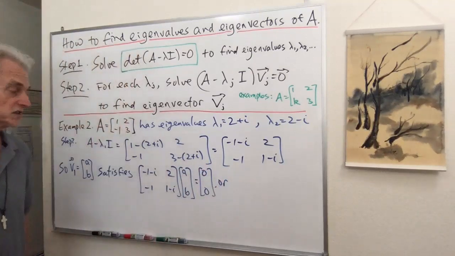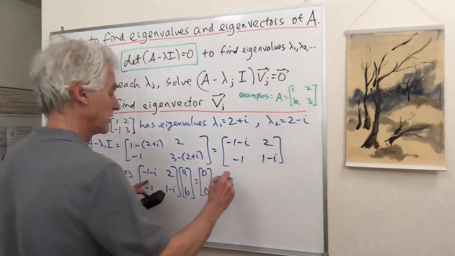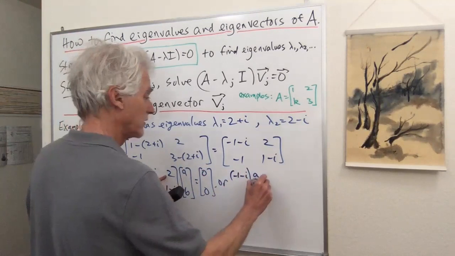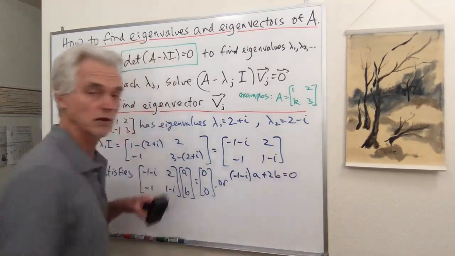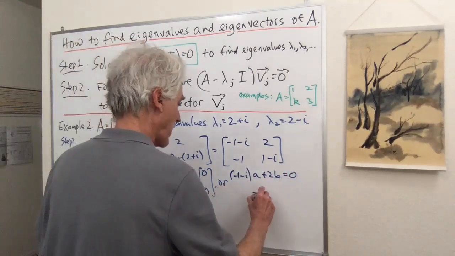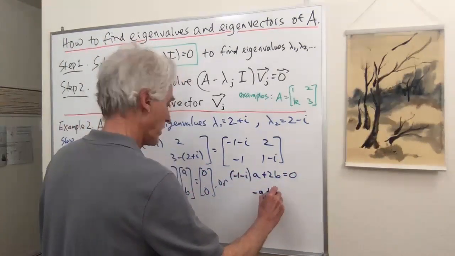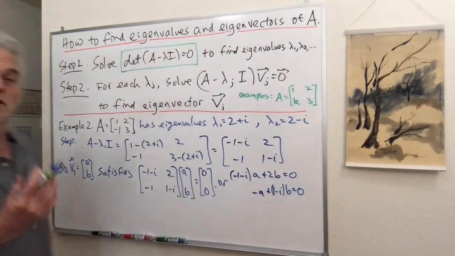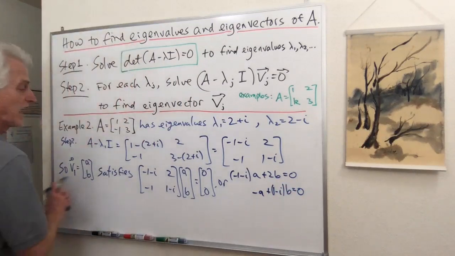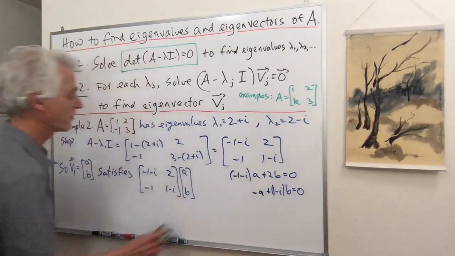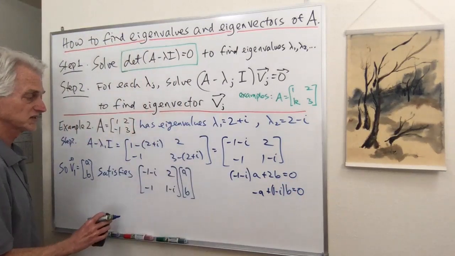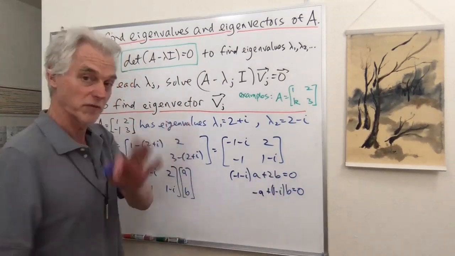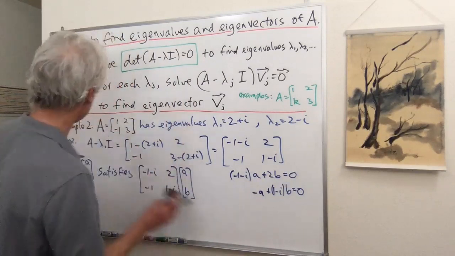Or that's two equations in the two unknowns A and B. Minus 1 minus I, all times A, plus 2B is 0. That's the first equation. And then I have minus A plus 1 minus I times B equals 0. That's the second equation. Now, usually two equations and two unknowns have a unique solution, but not now, because the determinant of this matrix is 0. It's got infinitely many solutions, including A, B equals 0, 0. So remember, V equals 0 isn't an eigenvector.